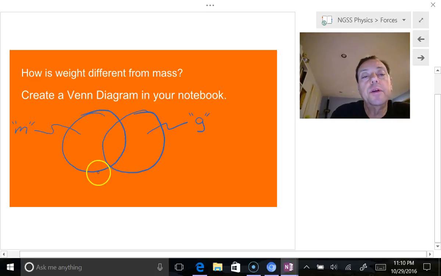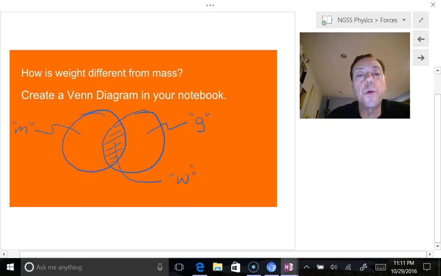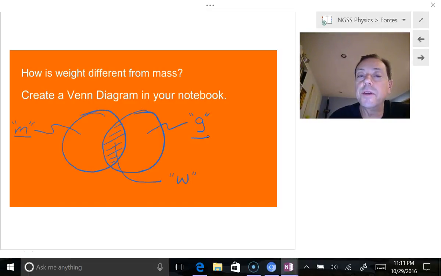And maybe right in the middle here, where you have both mass and an acceleration due to gravity, you're going to have that force known as the weight. Does that make sense? In order to have weight, you have to have both a mass, an amount of matter, and a gravitational field, as Newton might say, or a curvature in space-time, as Einstein might say. We're mostly going to go with Newton's definition, though.